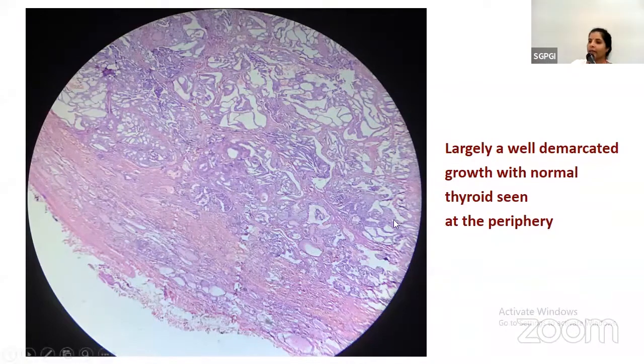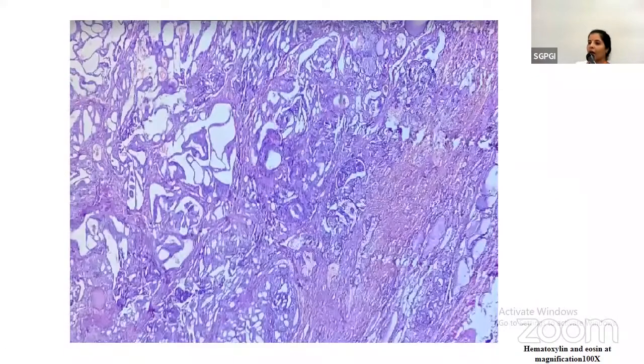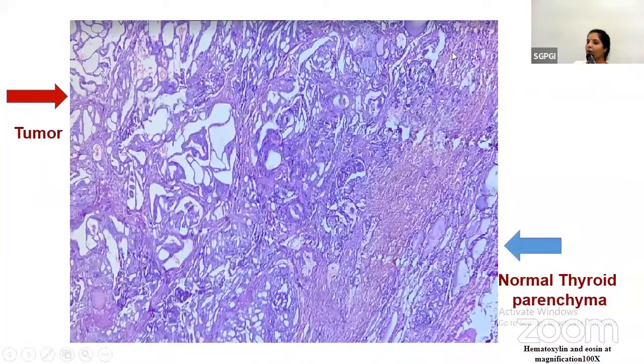So this is a scanner view of this case, or low power view. And as you can see, there is a largely well demarcated growth with some normal thyroid which is seen at the periphery. This is the tumor part and this is the normal thyroid parenchyma part. The interface is not well defined, but it is largely well defined with some irregularity. And at low power, we can see that it has some sort of cribriform pattern and some microcystic pattern as well.